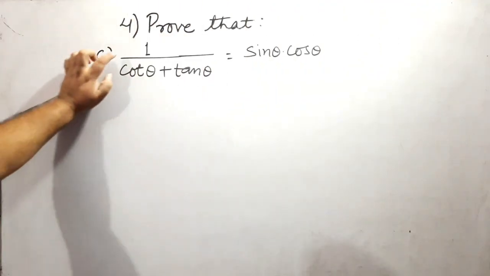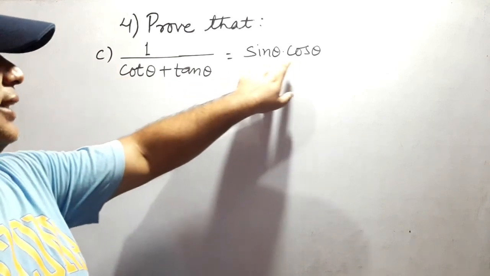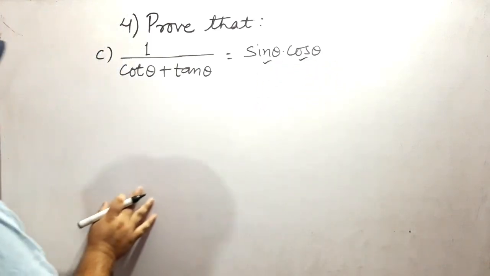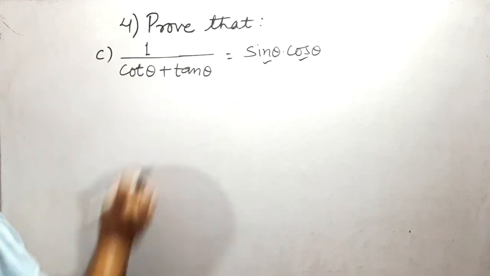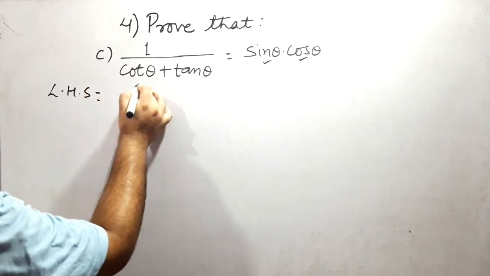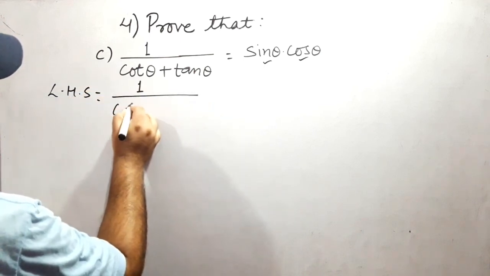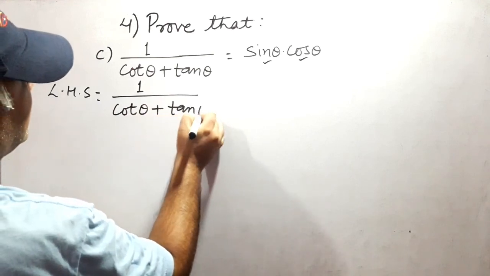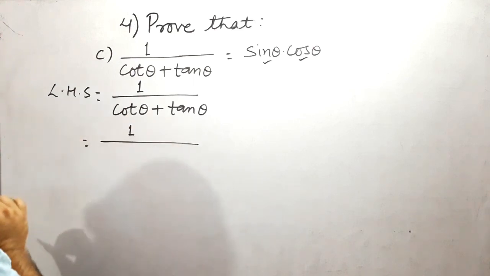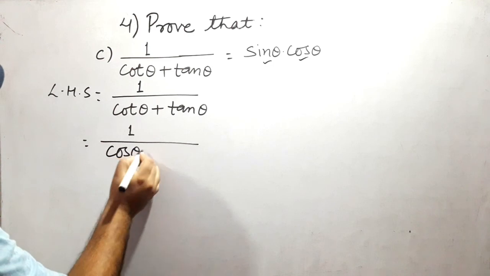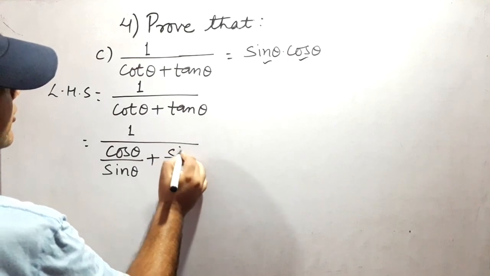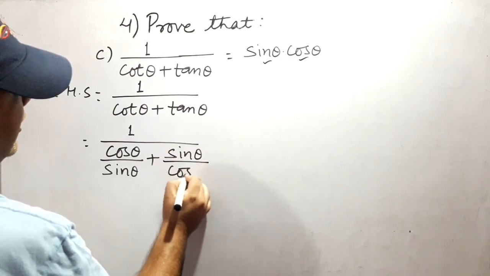Let's see the next question. 1 by cot theta plus tan theta equals sin theta into cos theta. If we see on the right hand side, we can see that there are sin theta and cos theta. It means we have to change this cot theta and tan theta in terms of sin theta and cos theta. So taking left hand side, we have 1 by cot theta plus tan theta equals 1 by, change cot theta in terms of cos theta by sin theta, and this tan theta in terms of sin theta by cos theta.